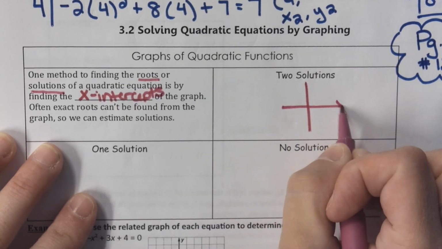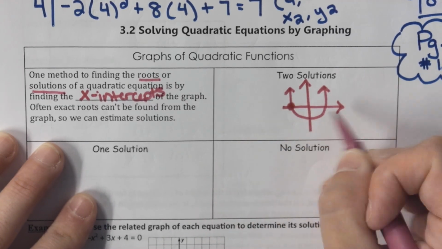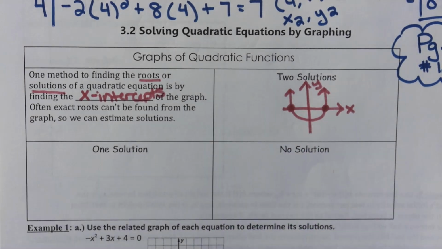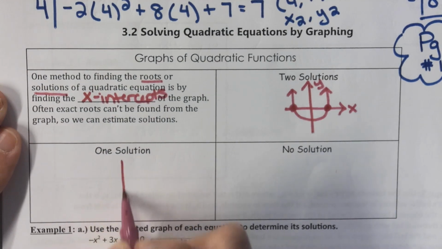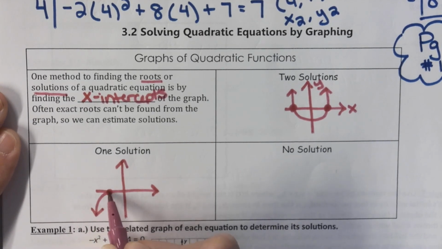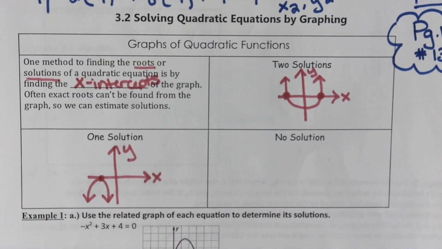So there are different situations that can happen. Situation number one, you could have two solutions. You have two solutions when you have two x-intercepts. So again, your solutions are your x-intercepts. So if you have two x-intercepts, you have two solutions. They go hand in hand. You could also have one solution, and that would be when your vertex lives right on the x-axis. Do you see how for that one it only touches once? So one solution is an option.